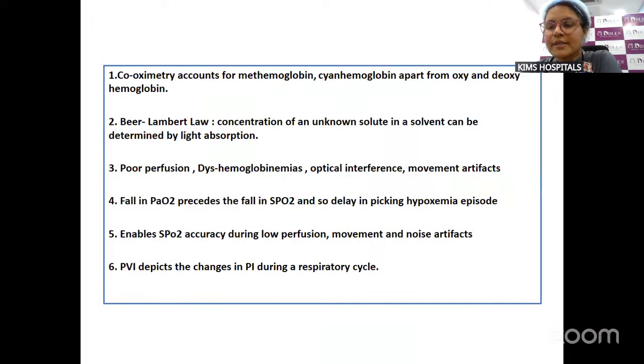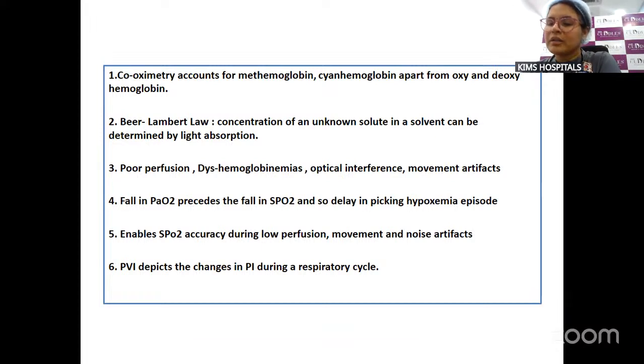SET technology is signal extraction technology, which is available with the Masimo pulse oximeters. What is its advantage? It enables saturation accuracy during low perfusion states, such as shock, and also during movement and noise artifacts, because it is supposed to have 5 algorithms versus a typical single algorithm as seen in regular pulse oximeters.